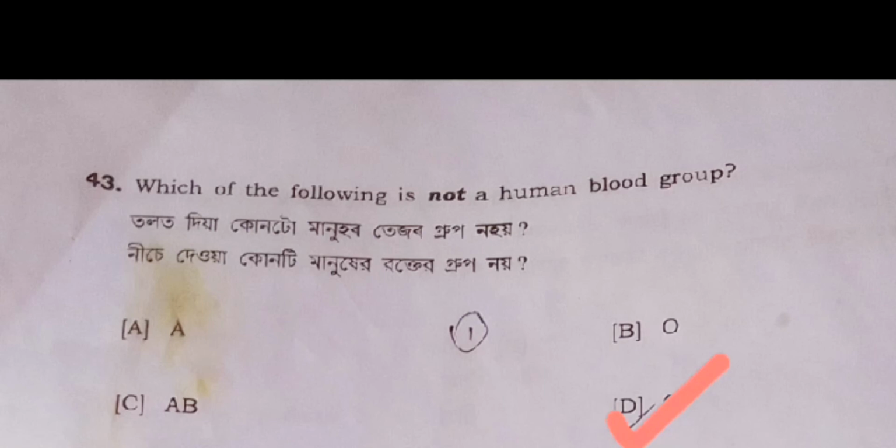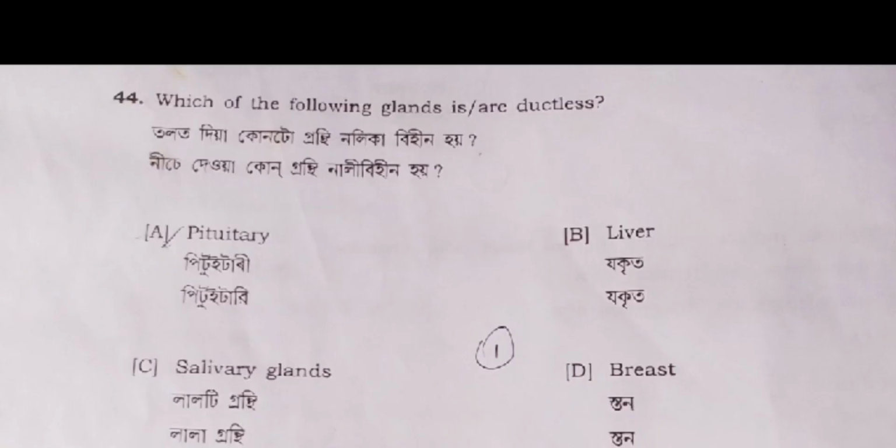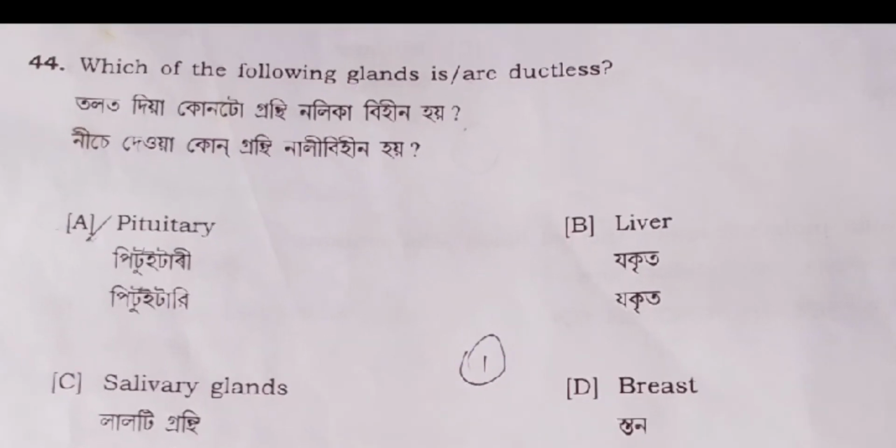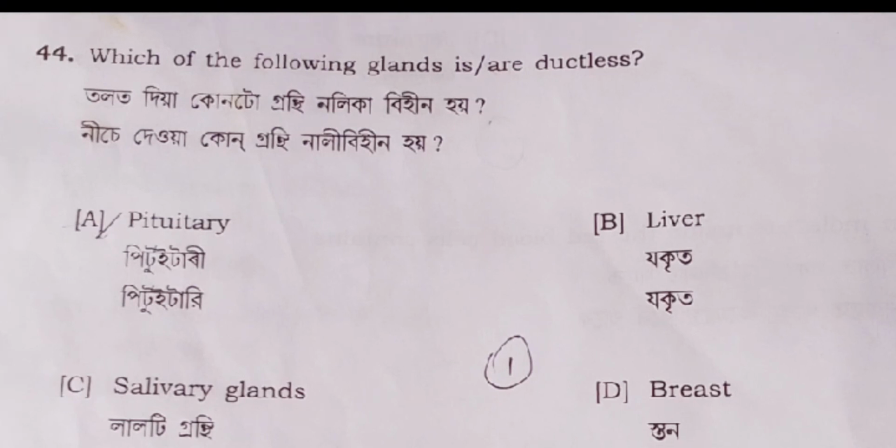Okay, next question is, which of the following glands is or are ductless? The first option given is A, pituitary, B, liver, C, salivary glands, D, breast. The option is A, which is the correct answer, pituitary.